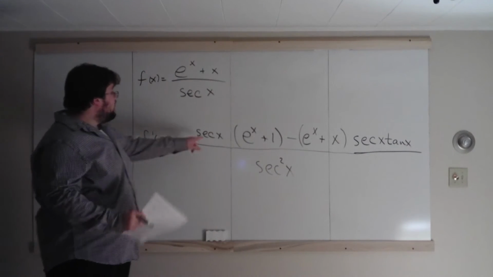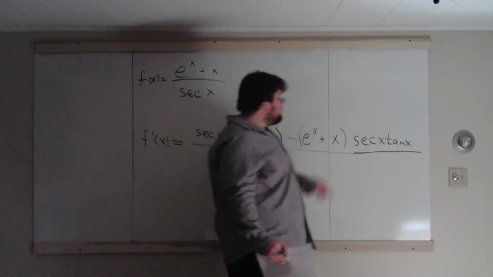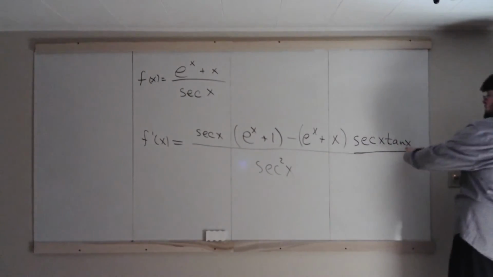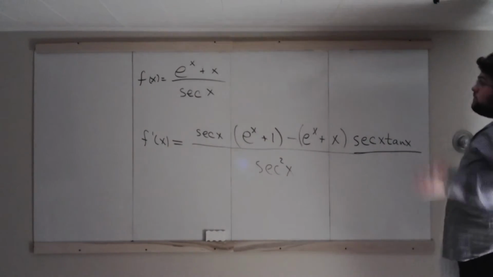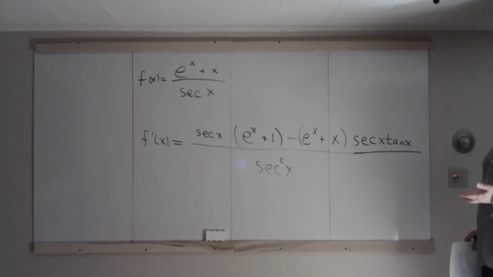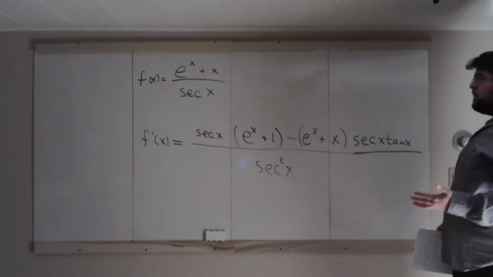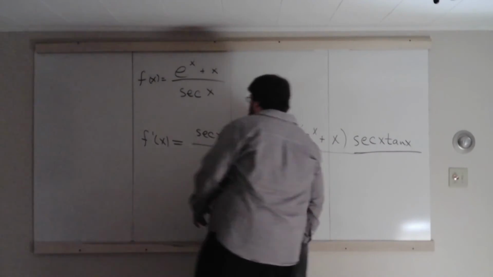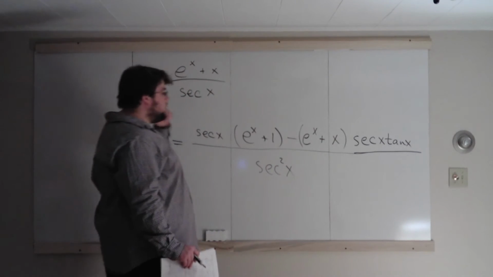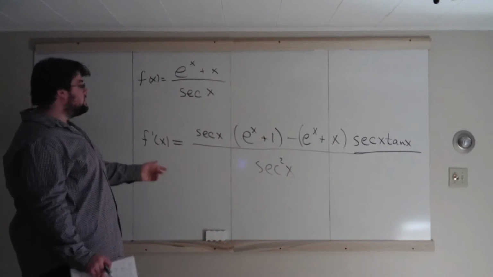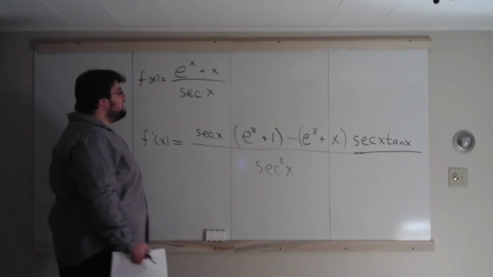So we have bottom, derivative top, minus top, derivative bottom, over bottom squared. When grading questions like these, that is exactly how they are graded. You look for bottom, derivative top, minus top, derivative bottom, over bottom squared. This one actually does simplify because everything has a secant on it, but we won't simplify that.